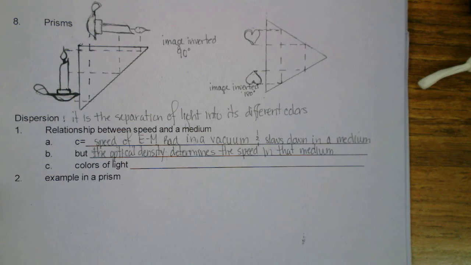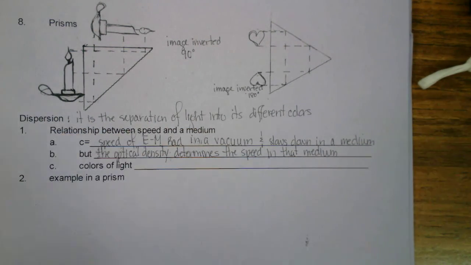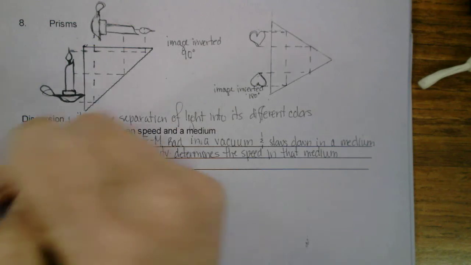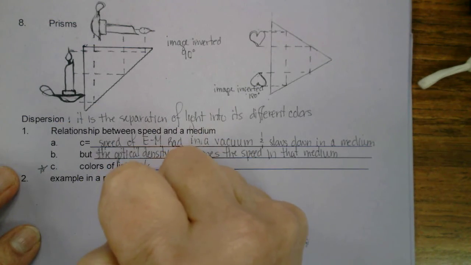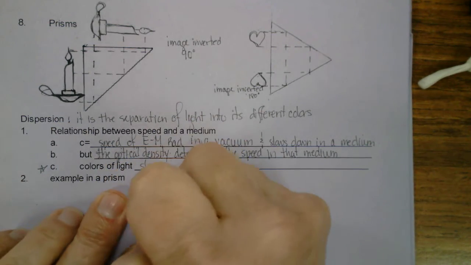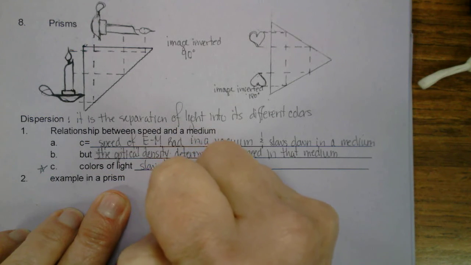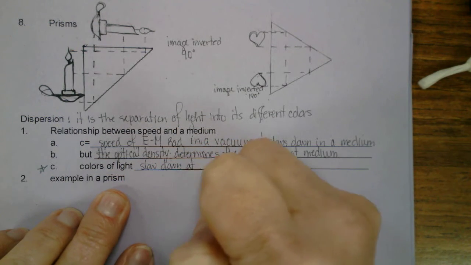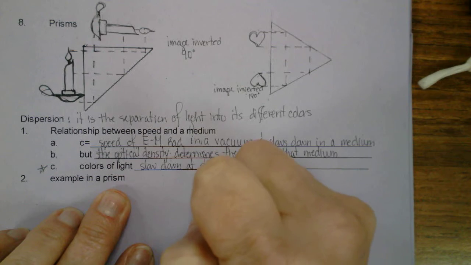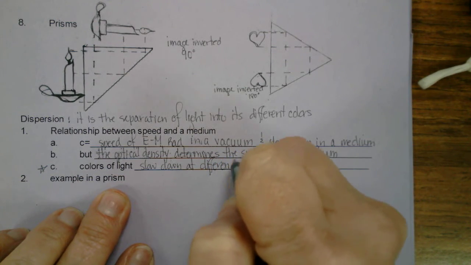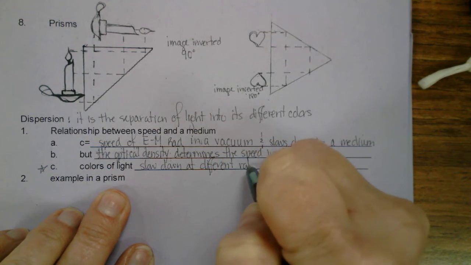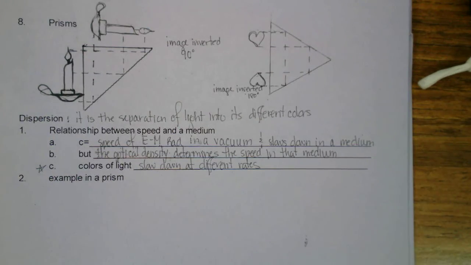All right, the colors of light. And this is a big deal right here. The colors of light slow down at different rates. This is why you can get a rainbow. And I'm going to pull up a picture that I did before, just because the precision of it was kind of important. And this is the example in a prism underneath.